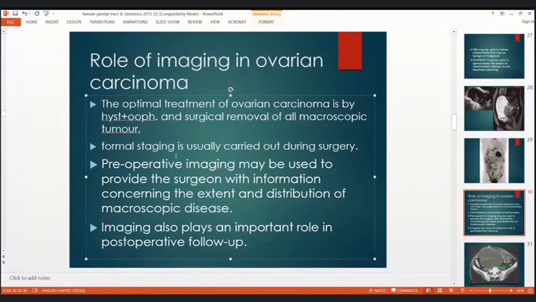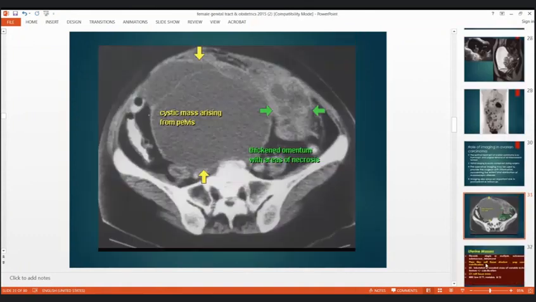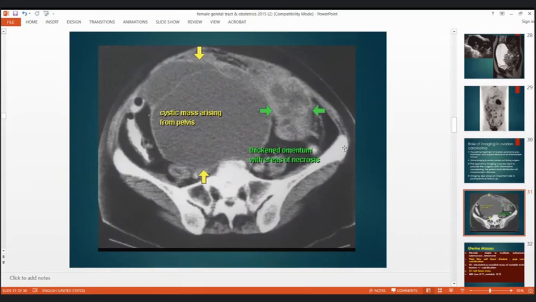However, we have what is called the clinical staging. By preoperative imaging, we give the surgeon information about what he is expecting to see at surgery, and also in post-operative follow-up, to follow the lesion and to assess for residual or recurrent disease.